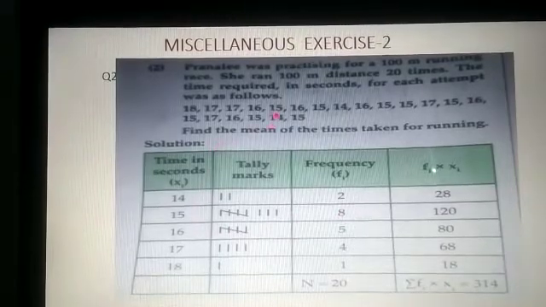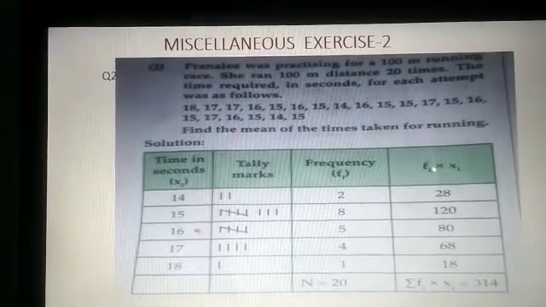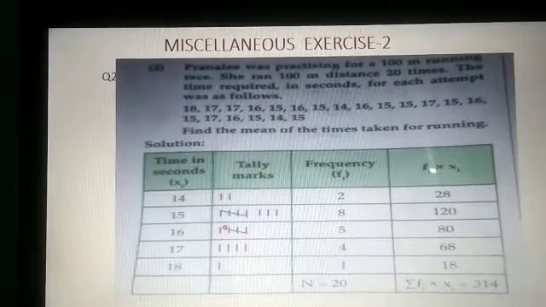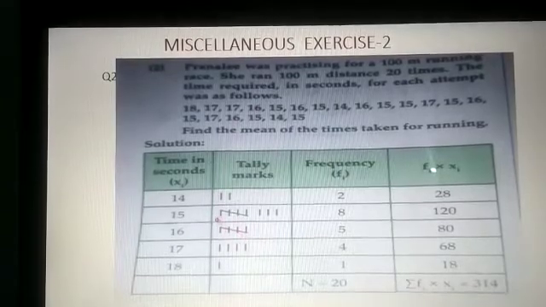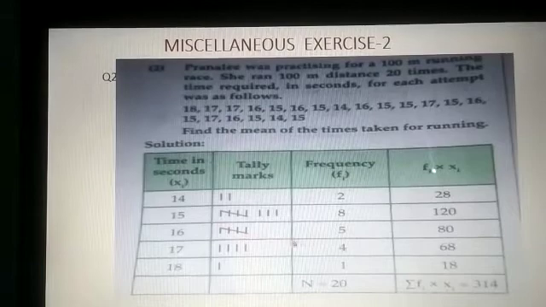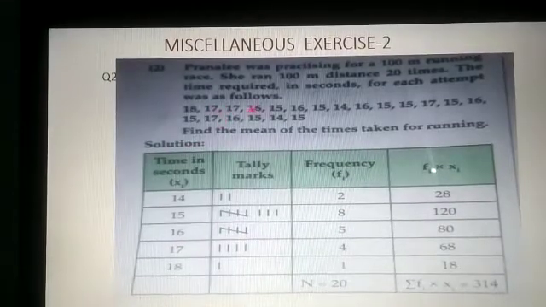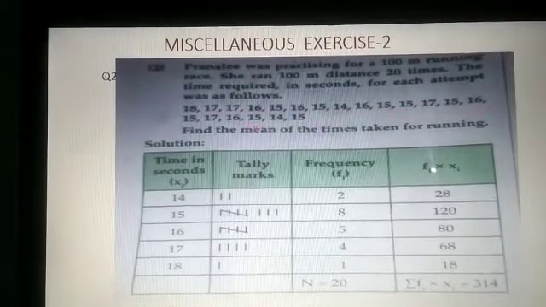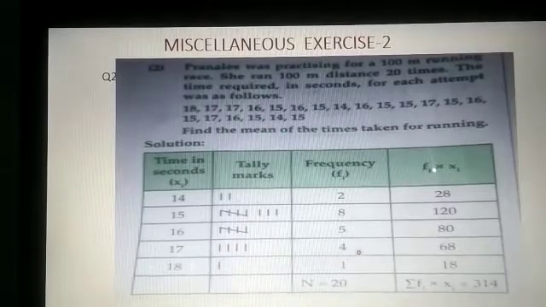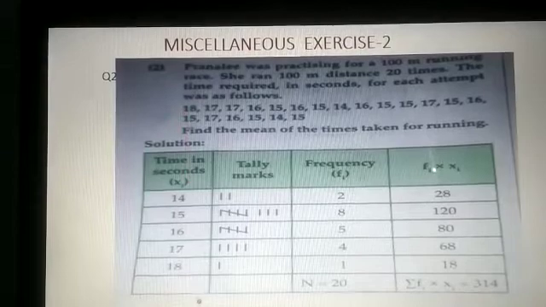And now come towards 16. How many times does 16 come? 1, 2, 3, then 4, then 5. 5 times 16 is there in the list. So draw 5 tally marks. This will be 4 and this diagonal will be 5. So the frequency is 5. Now 17. How many times does 17 come? 1, 2, then 3, then 4. 4 times 17 is coming. So 4 tally marks and the frequency is 4. Now 18. 18 is only one time. So write 1 tally mark and the frequency is 1.